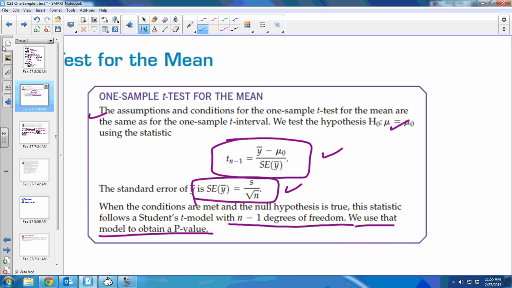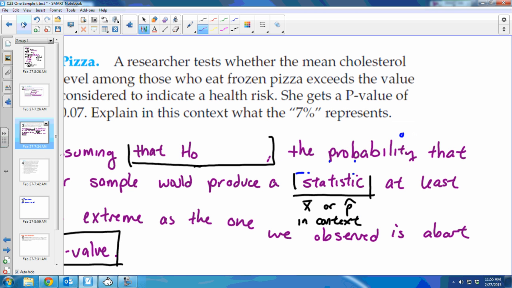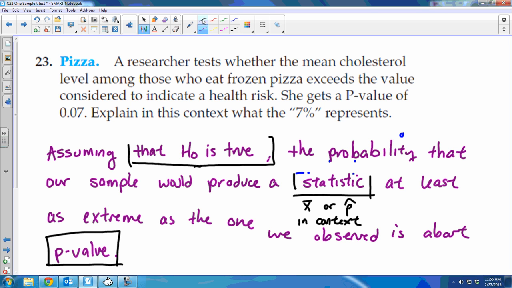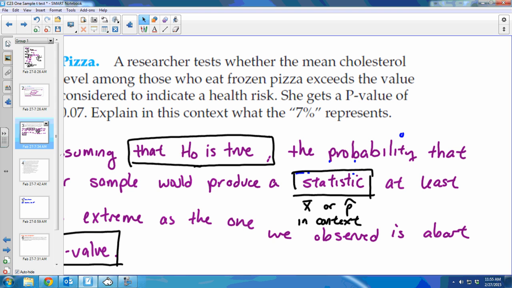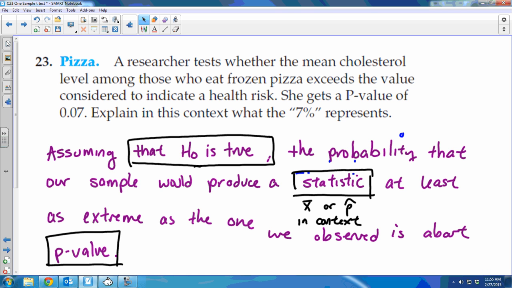All right. The next question is not a hypothesis test yet. It's just talking about a p-value. So let me read the question. A researcher tests whether the mean cholesterol level among those who eat frozen pizza exceeds the value considered to indicate a health risk. She gets a p-value of 0.07. Explain in this context what the 7% represents. You all do not know what that means.